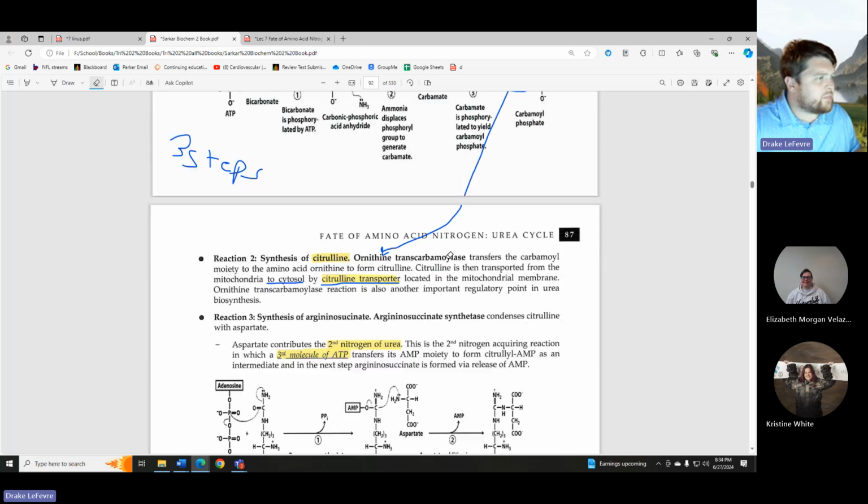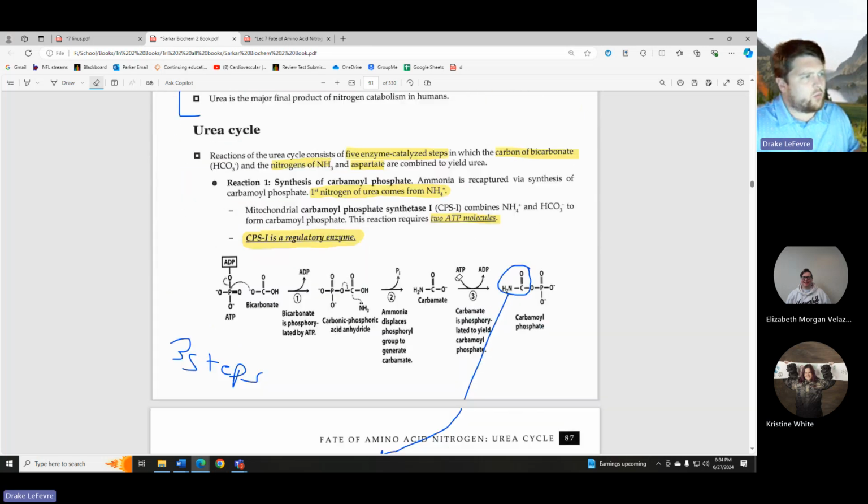I can't find it. We'll see while we're right here. This question is going to come up. He loves this type of question. Within the urea cycle, he'll ask where each of the nitrogens come from. The first nitrogen of urea comes from the NH4, from the ammonia.